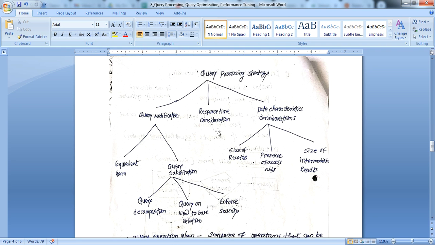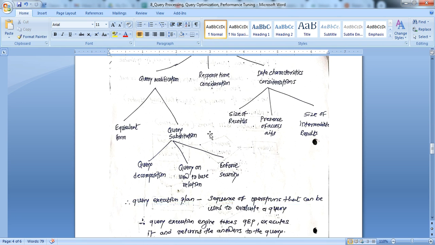It's the first way. Now the second is the response time consideration. We think about the response time of the related query processing strategy. Now the third one is the data characteristic consideration. In that, the size of the record, the presence of access aids, and the size of the intermediate result are the points which come under the query processing strategy.